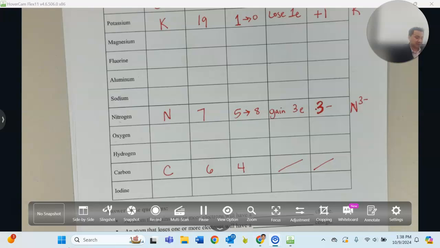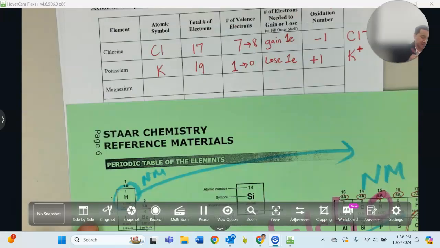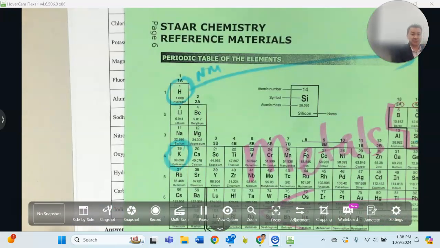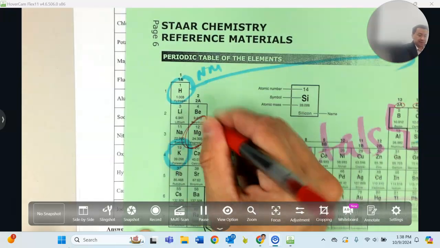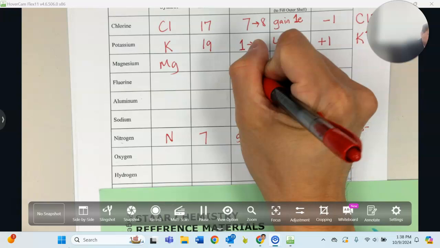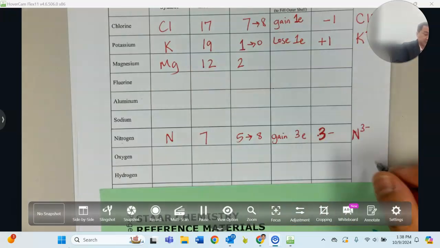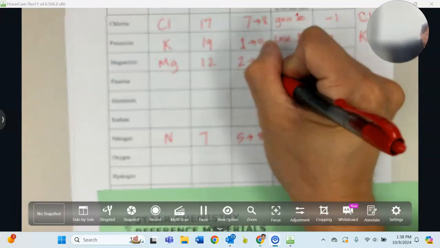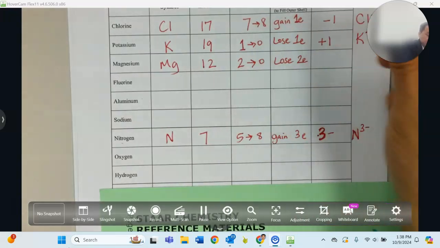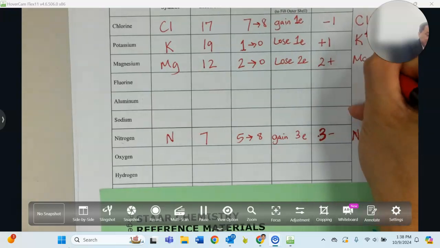Let's look at magnesium, okay? Magnesium is Mg, atomic number 12. Atomic number 12 right here. Column 2, so it's 2 valence electrons. So it's easier to lose those 2 to go to 0, so we lose 2 electrons. And so the charge is 2 plus. And so the symbol would be Mg 2 plus.